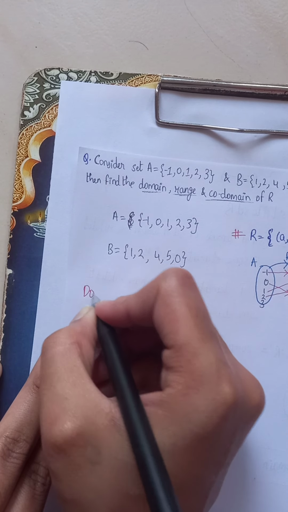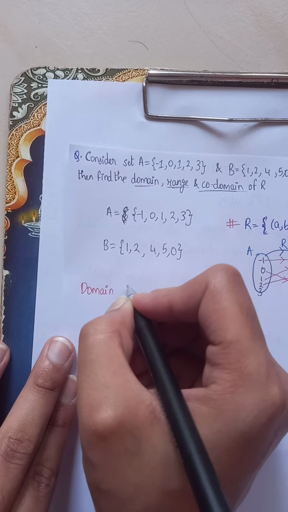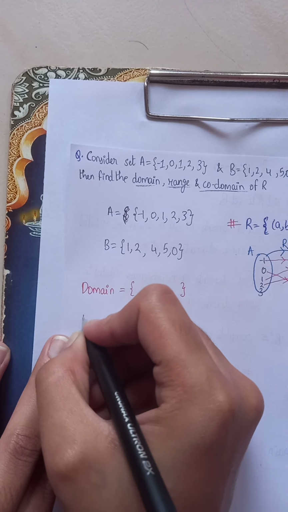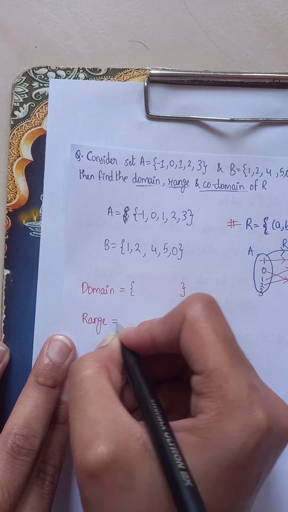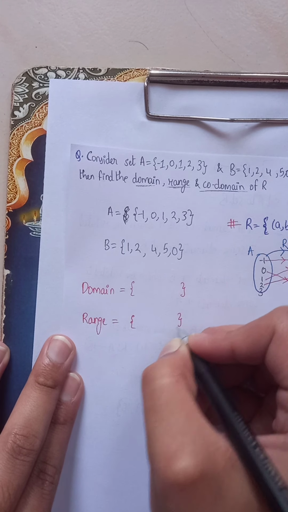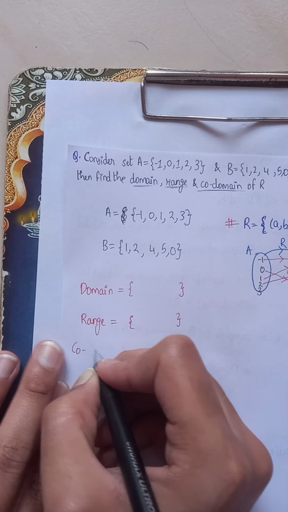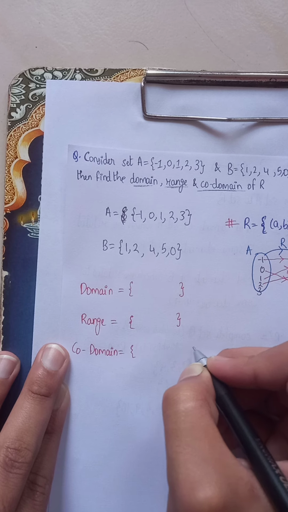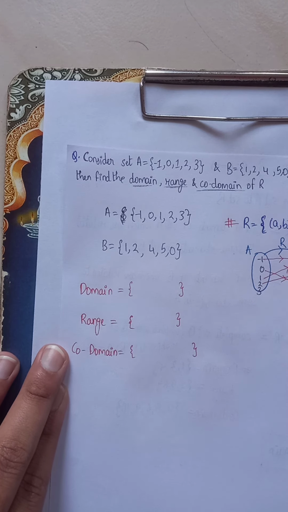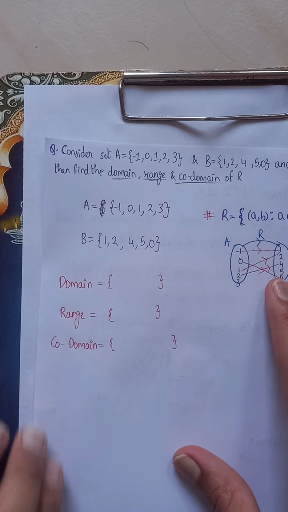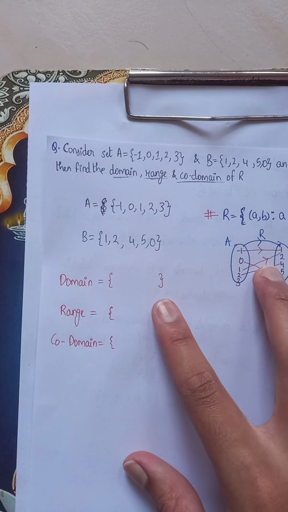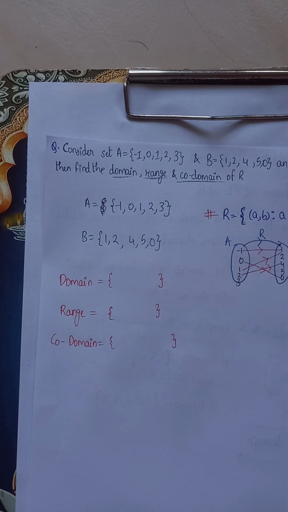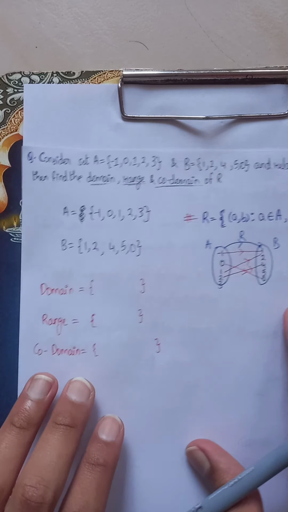Let's write it one by one. Domain. What is domain? Range. What is the range and codomain? What is the codomain? I would like you to pause this video and check the definitions of domain, range, and codomain. If you remember, then it's well and good. Then try to solve this question. Just pause the video and solve this question. So I hope you paused this video. So now let's start solving.